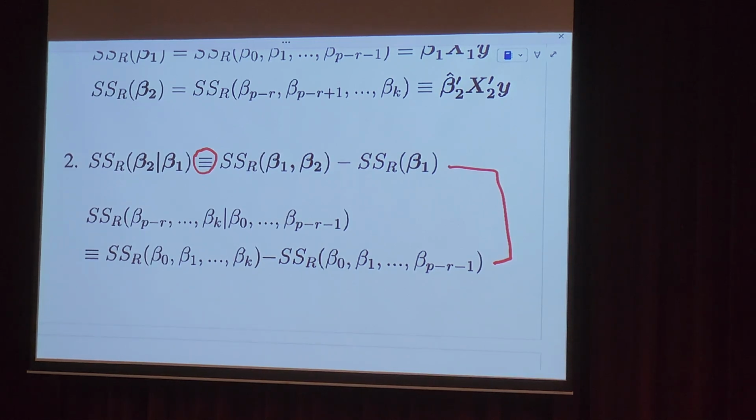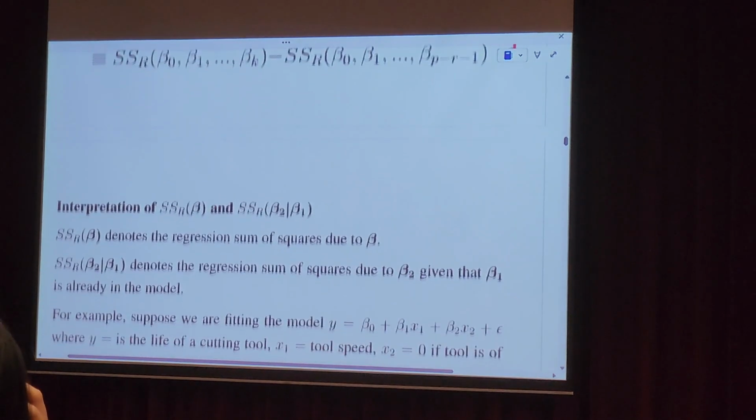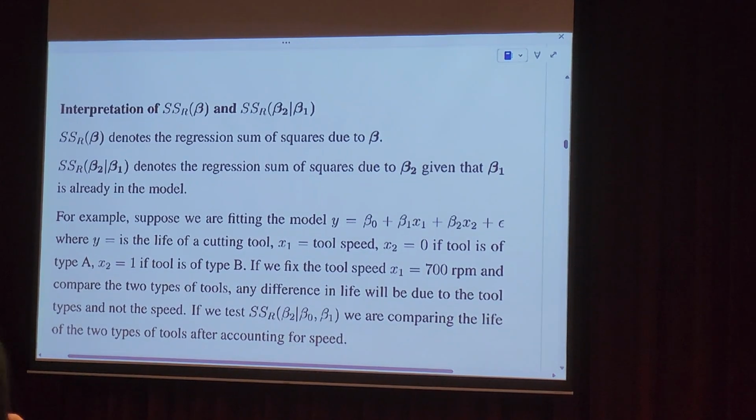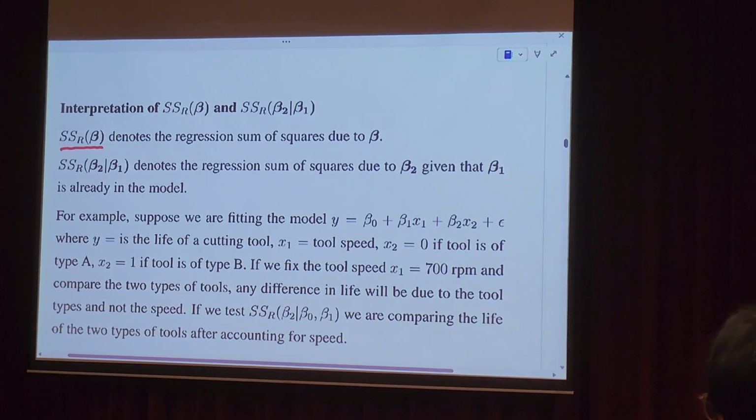Okay? Now, how do we interpret this quantity? This is an important idea, a very important idea in multiple linear regression. Well, let's look at it. So this is my note here, my notes for interpretation. Well, we know this. This one, we already know.